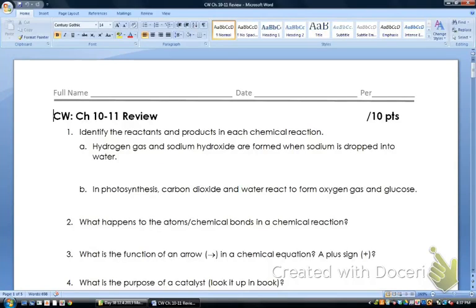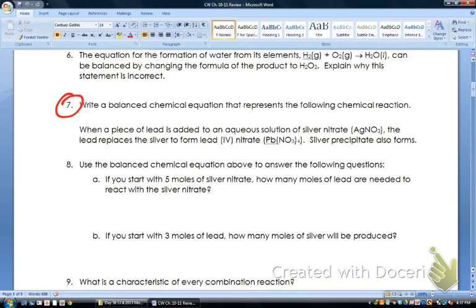Alright, well, we're going to take a look at the classwork chat for the Chapter 10 and 11 review. A few of the problems that we'll be doing on this page at least are number 7 and 8. So, first problem, number 7. As we read this problem, we need to look for the reactants and the product.